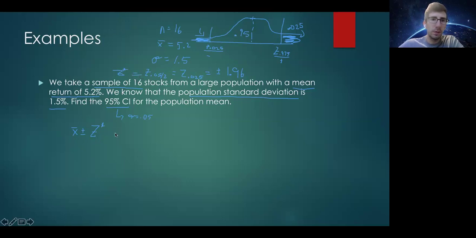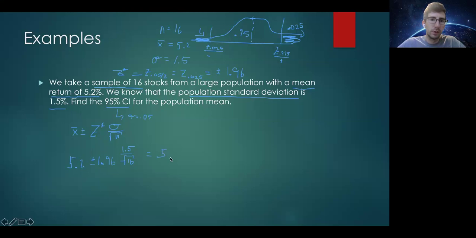Sometimes you'll see it as z star. And then we multiply that z star by the population standard deviation divided by the square root of n. So now we just can plug everything in, right? We're given pretty much everything we need for this problem. So if we do 5.2 plus or minus our 1.96, that population standard deviation is 1.5 divided by the square root of 16, which is our sample size.